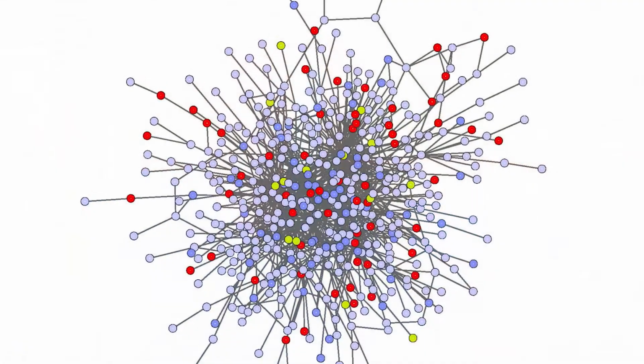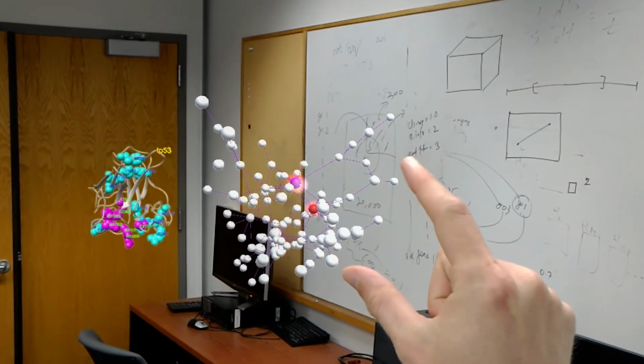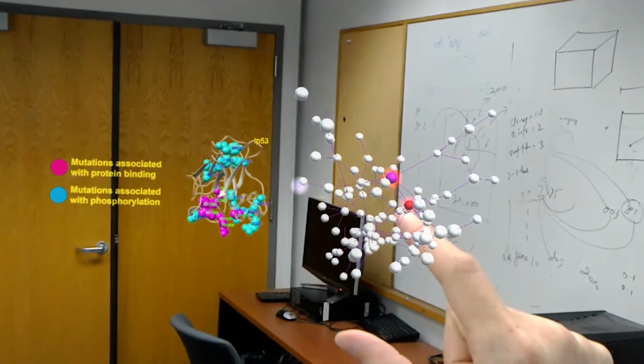The complexity of the network is not just how things are interconnected, but it's actually there are several more layers of the information that we would like to represent in the network. For example, what are the mutations that are associated or causing the disease?